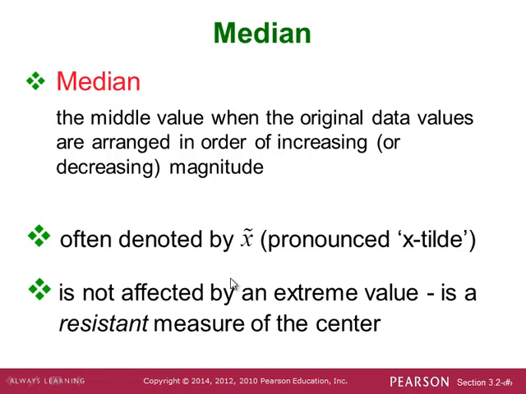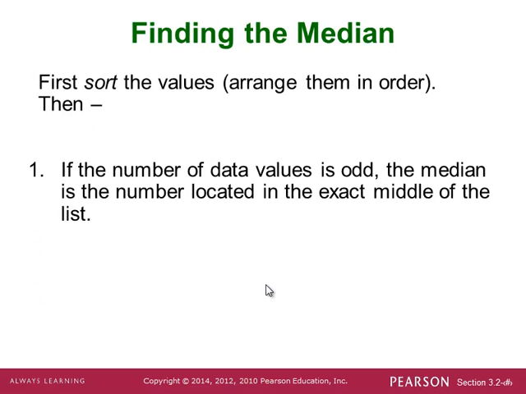It's easy to compute, and it is not affected by extreme values. It is a resistant measure of center. So you might have one or more outliers, extreme values, but your median is only affected by the number of individuals in your data set, really.